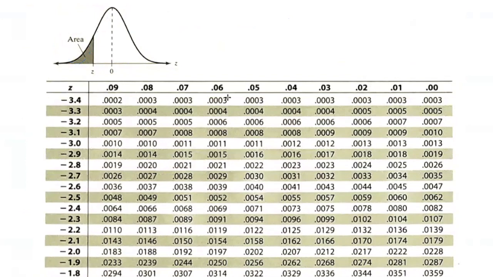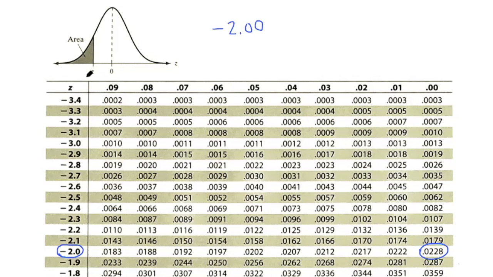So I'm at my standard normal table and I'm looking for a z-score of -2. So here is -2. And because it's exactly -2, that's the same as saying a z-score of -2.00. So in other words, I'm going to read all the way across this row to the 0.00 column. And the intersection is 0.0228.